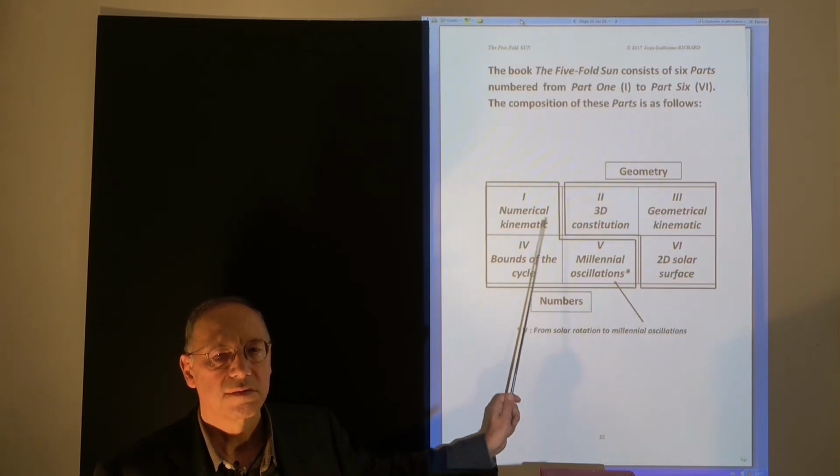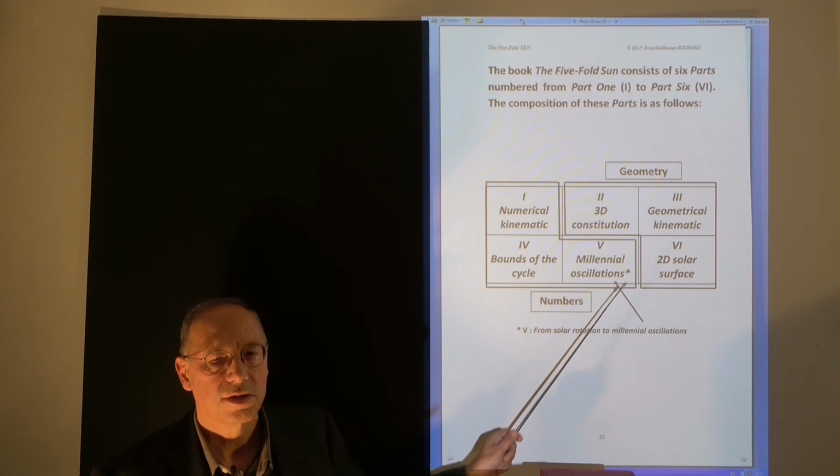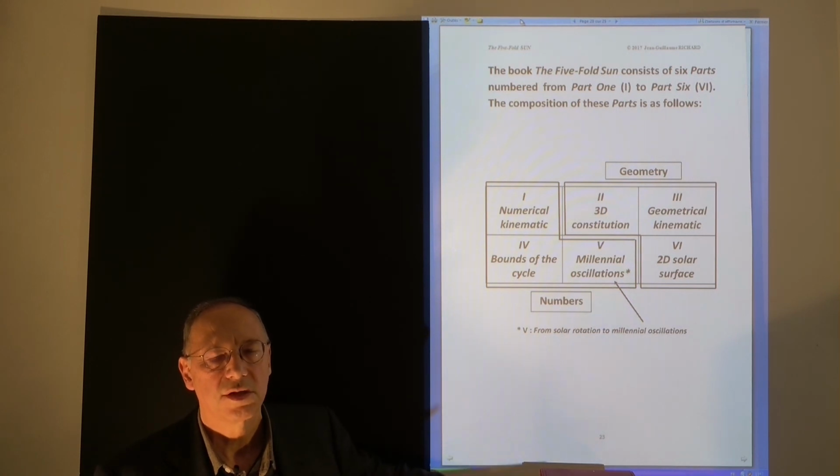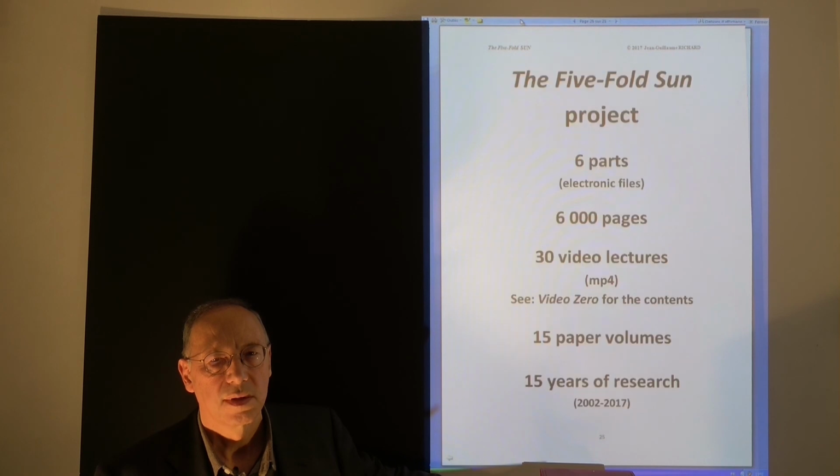It consists of 6 parts. You see the names of each part. 3 are geometrical in nature, 3 are numerical in nature. These are the contents of these parts in the book, in the text and electronic version of the book.